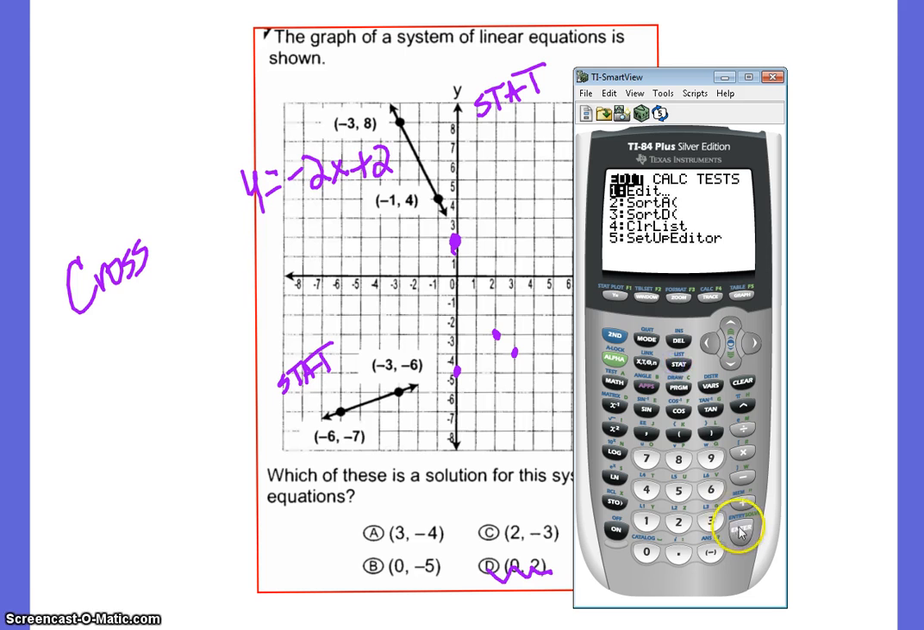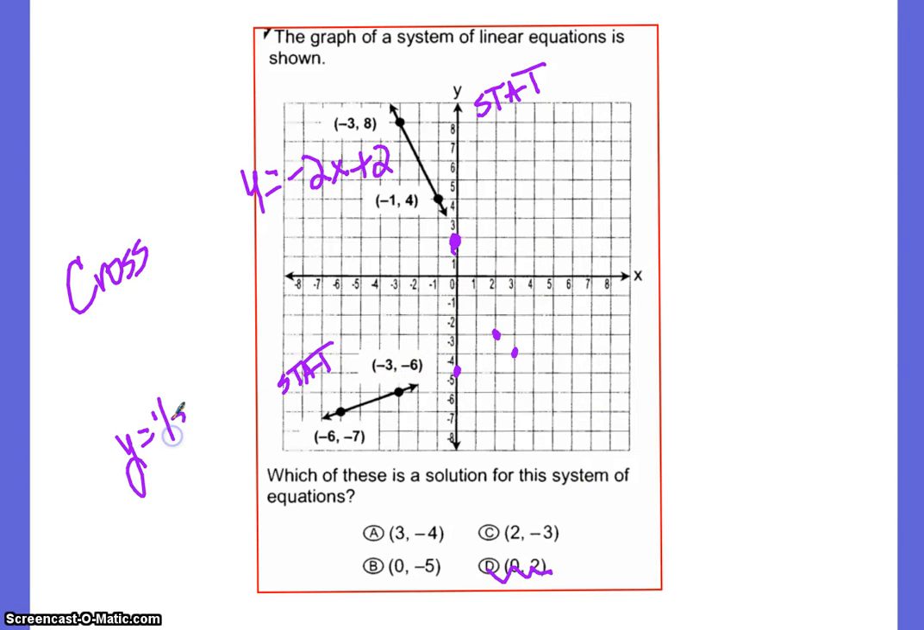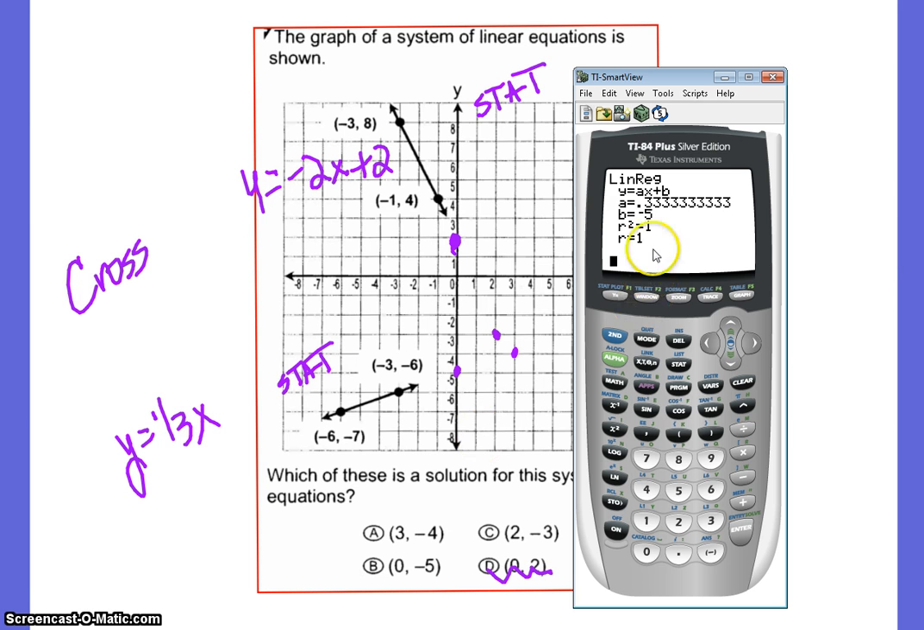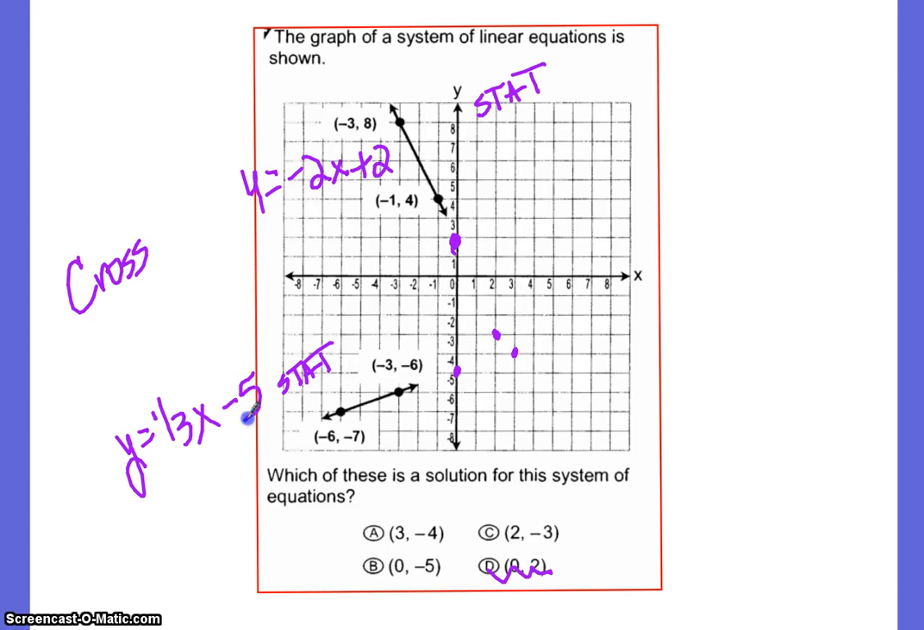Go back to stat and change it to your second set of points. Your x values on these are going to be -3 and -6. The y values are going to be -6 and -7. Make sure you get your points together, the x and y value lined up for the same point. Stat calc 4, because once again we know it's a straight line. And you need to know that 0.333 is 1/3. So y is equal to 1/3 x. And then if you look at your b, it's -5, so -5.